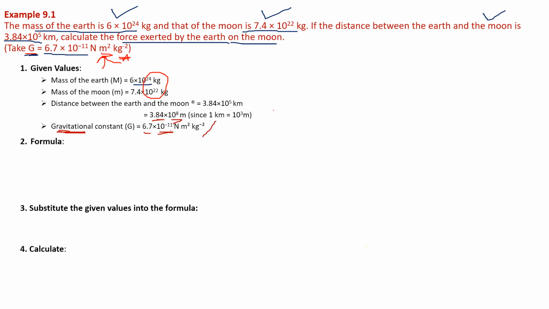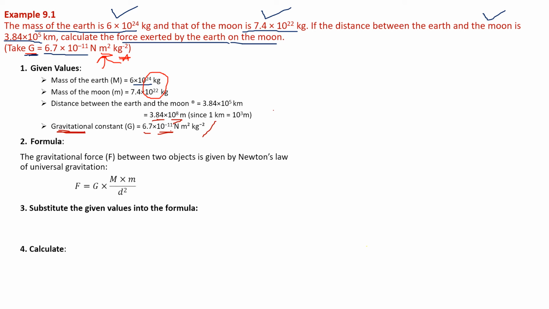Now let's go for the formula. What is the formula? The gravitational force between two objects is given by Newton's law of universal gravitation. F is equal to G into M into M divided by r square. Now what is the next step? Substitute all these given values into this formula.